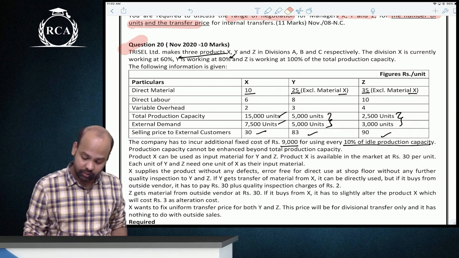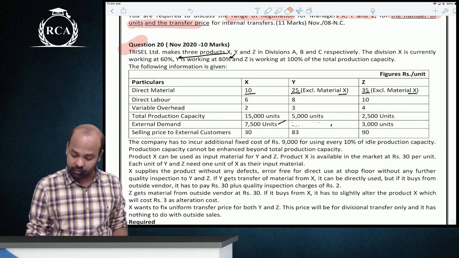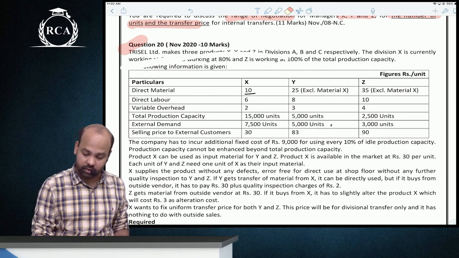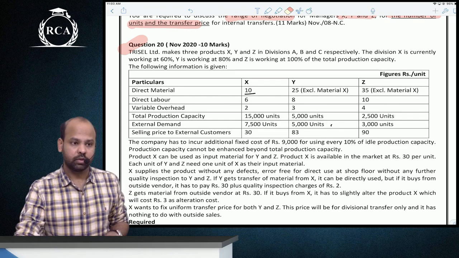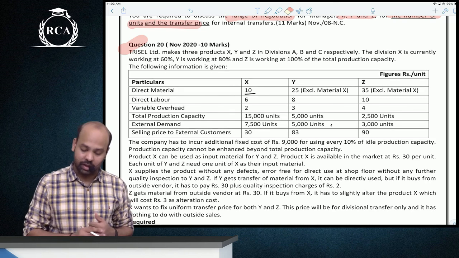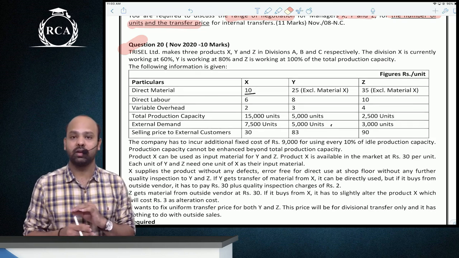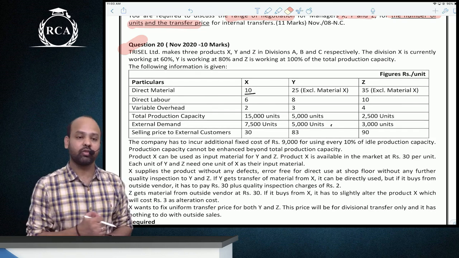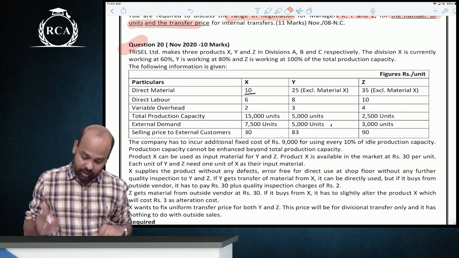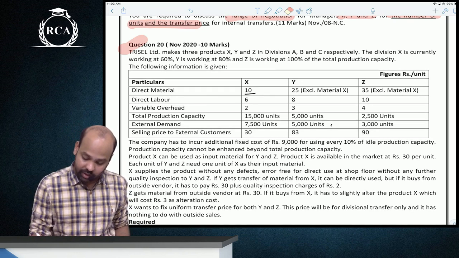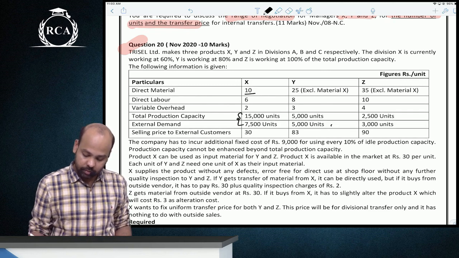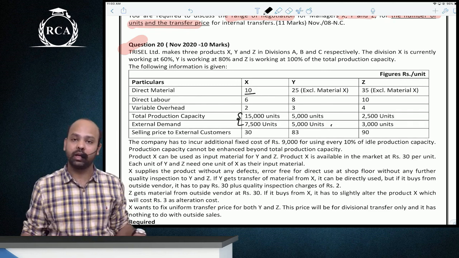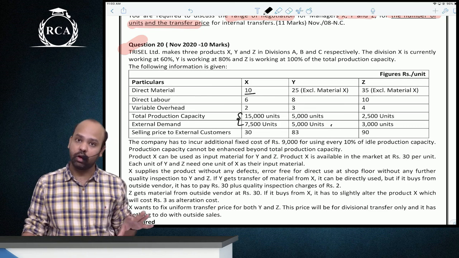There are a couple of pieces of information, guys, that do not satisfy here. One second, guys. The inconsistency that I was talking about is that the question says division X is operating at 60%. But if you look at the external demand, it is 7,500 units. Maybe prior to this you were operating at 9,000 units. We do not know.